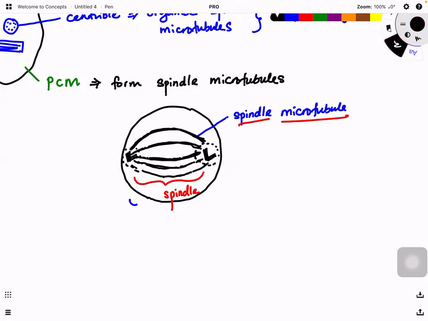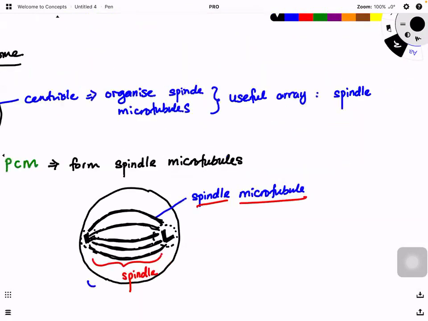So how many do we have? We have 5 spindle microtubules, something like a thread. This thread, we have to organize them, so we make it into a t-shirt. The entire thing is known as the t-shirt. So spindle is a t-shirt, spindle microtubules are threads. Are you clear? Okay, so be careful when you write. That's why students are always confused.